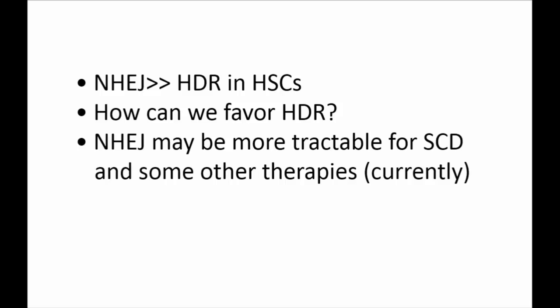So conclusions up to now, NHEJ is much greater than HDR in HSCs, and in most tissues for that matter. How can we favor HDR? This is a hot topic of research now. Is there anything that we can do in the editing process to make homology-directed repair occur at higher frequency?